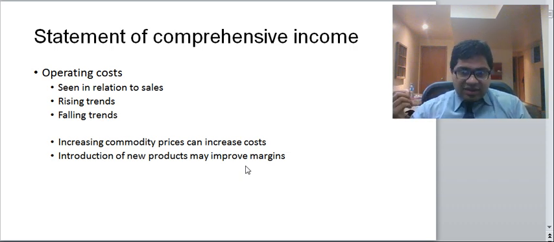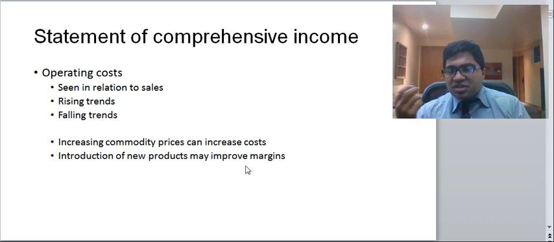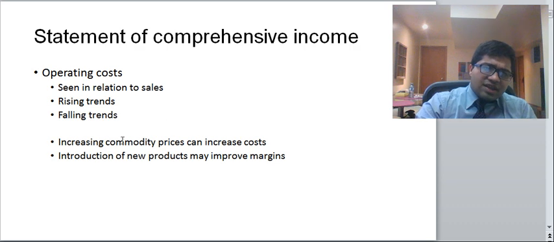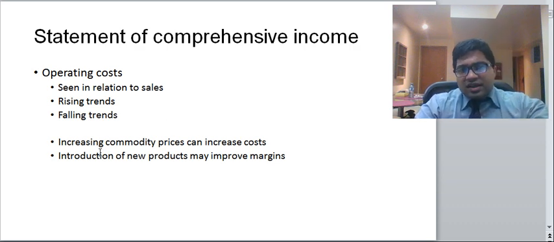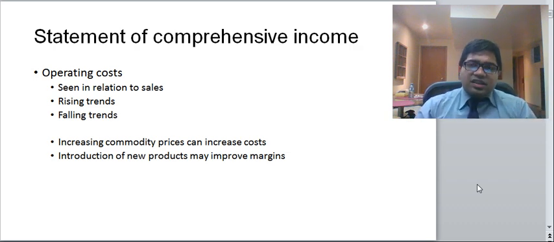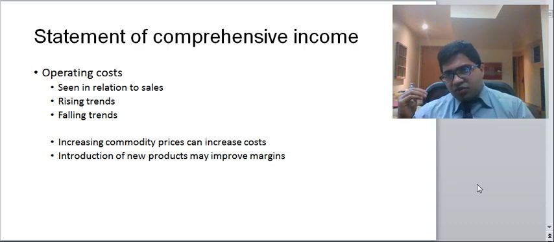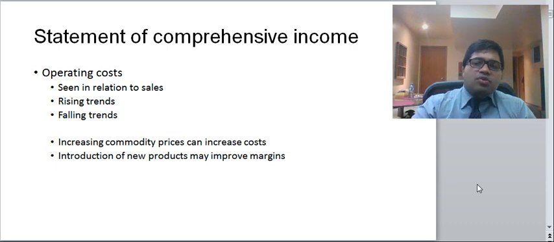There can be rising trends or falling trends. As an analyst, you would hope for a falling trend. Falling trend means that the efficiency of management to control cost is improving. Cost can increase because of two reasons. Increasing commodity prices can increase cost. An introduction of new products may bump up the cost initially because of R&D, but it generally leads to better profit margins. So if you spend on new product innovations, generally automation leads to good profit margins.